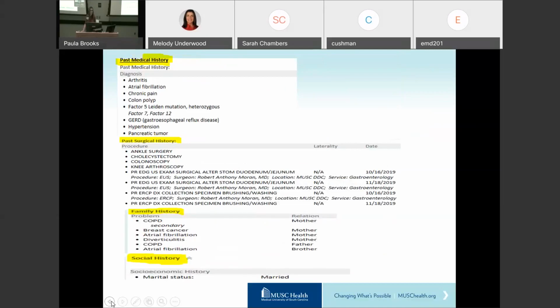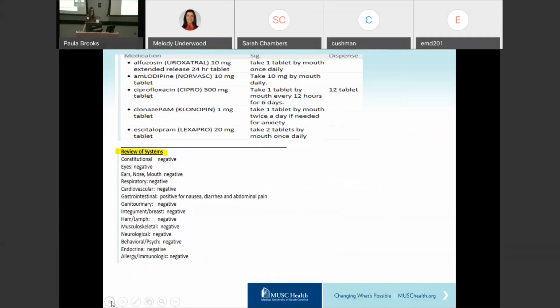To continue, we have a past medical history. They've also included a surgical history. We have a family history, and we have a social history. They've reviewed medications. We have our review of systems.